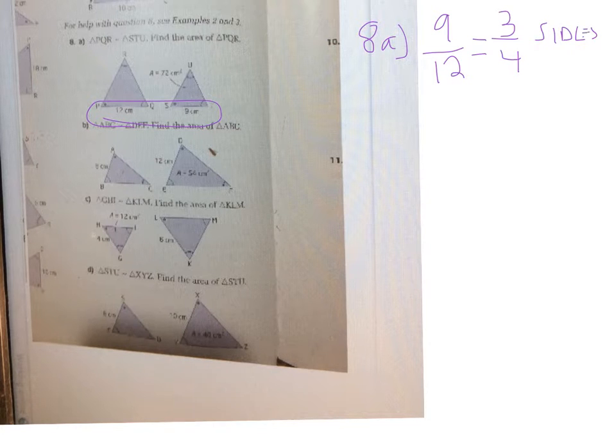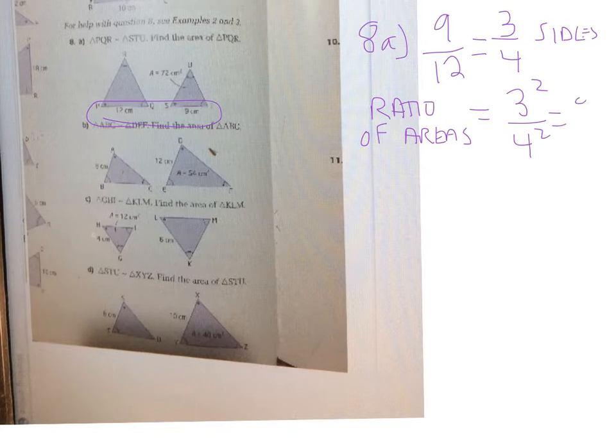So that's for the sides. And what that tells you is that the ratio of the areas is the square of that. Because when you do area, you're multiplying 2 dimensions, right? So if each one of them is that same ratio, then you have to multiply by that ratio twice. And that's a squared value. So ratio of the areas is going to be 3 squared over 4 squared, which is 9 over 16.